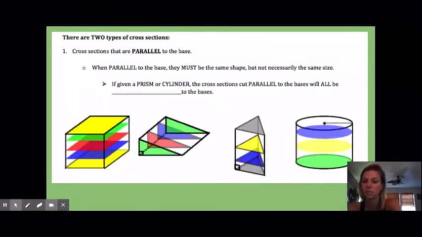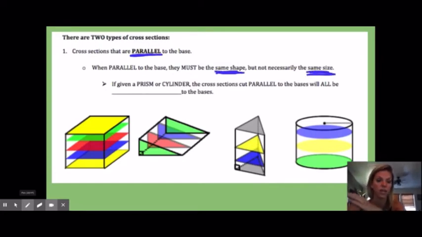The main type is a parallel one. So when you have a parallel cross section, you're going to see that it is the same shape, but not necessarily the same size. So if I cut a cross section through, it's going to be the same exact shape, but maybe not the same size. If you have a prism or a cylinder, the cross section that is parallel will be congruent to the base as well. So if you look at all of these, you can see those cross sections in there.